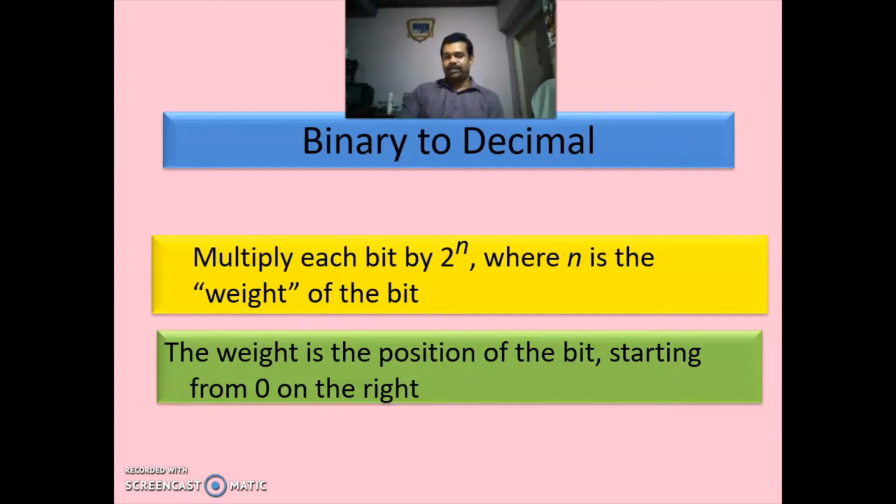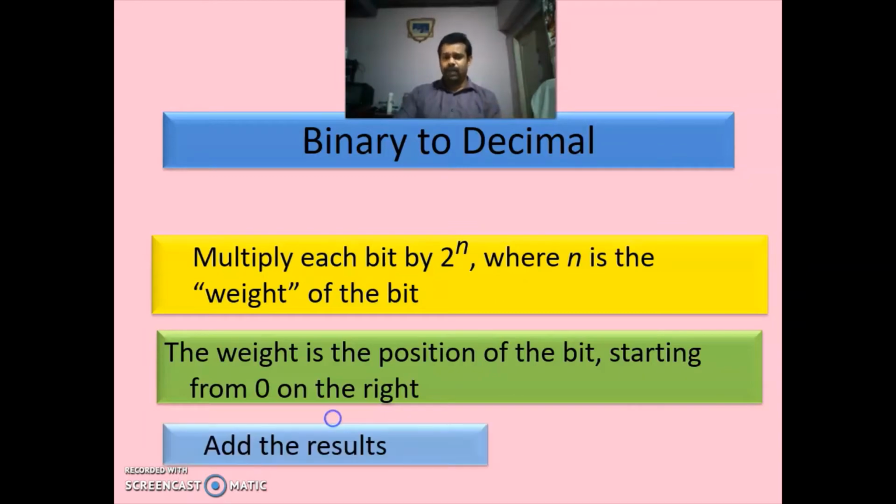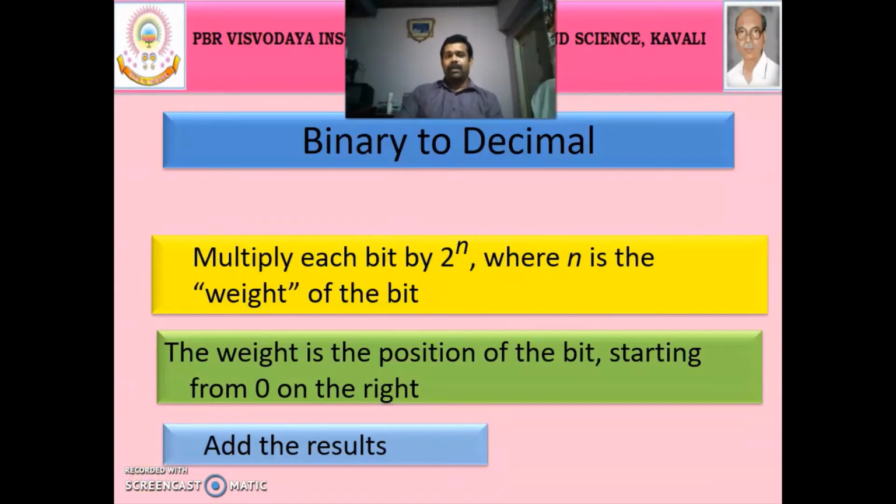So for the rightmost bit, the weight is 0. That is, for the rightmost bit, 2 to the power 0. For the next one, 2 to the power 1, then 2 to the power 2, 2 to the power 3, and then 2 to the power 4, etc. After multiplying each bit by its positional weight, we have to add the results. So this is the method for converting binary to decimal.